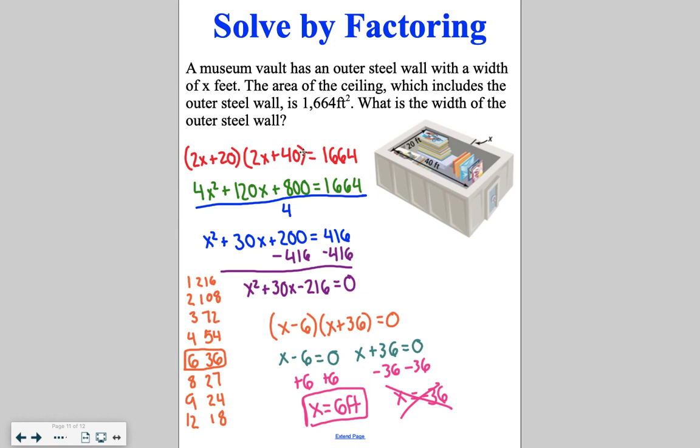So we write our equation. This time we're adding on that outer edge, reduce it, subtract it over. You find your factors are 6 and 36. You don't need to use the box because it's just x squared in the front. When you solve, it doesn't make sense to have a negative amount of feet, so your final answer is 6 feet.